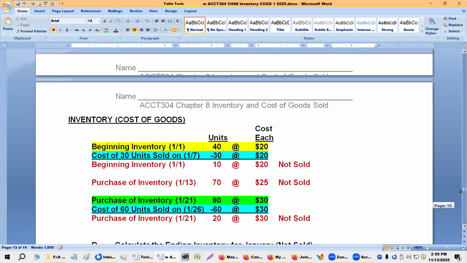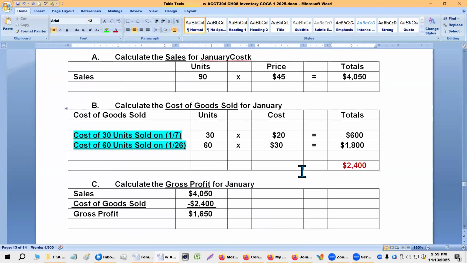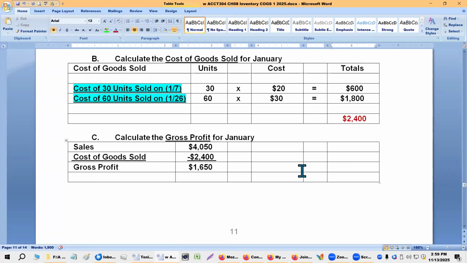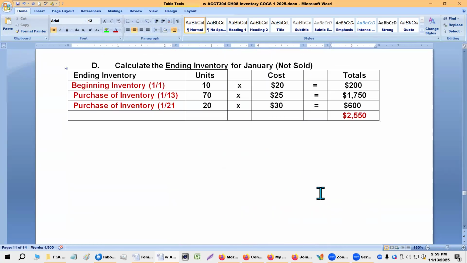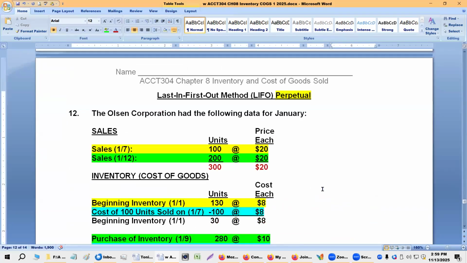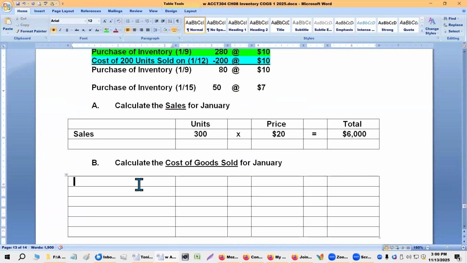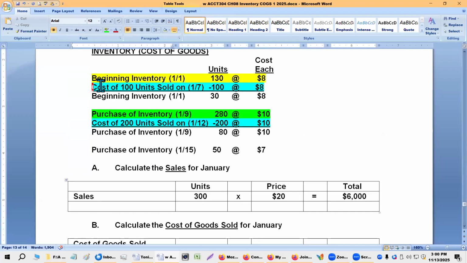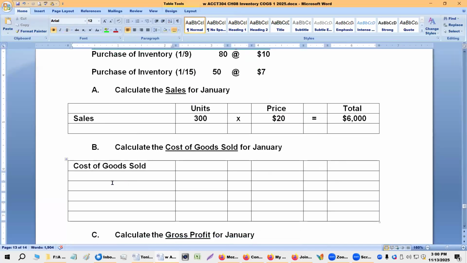I'm going to cheat and see what I did up here. Okay. So cost of goods sold, we're going to take these and plug them in.